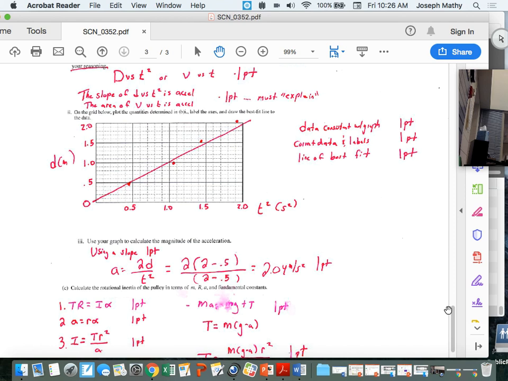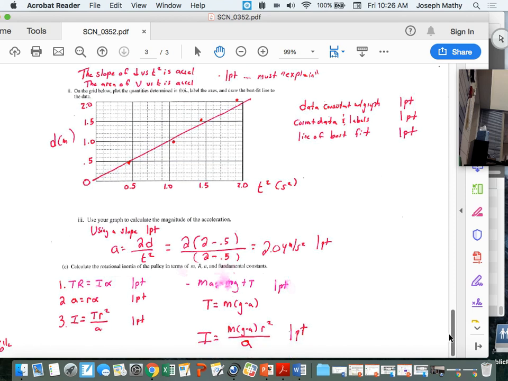I think we probably had the most difficult time on the last question. It says calculate the rotational inertia of the pulley in terms of M, R, A, and a fundamental constant, which is gravity. That's why we can't leave it in terms of T. So they gave you 1 point for acknowledging that T times R equals IA. They gave you 1 point for a connector equation.